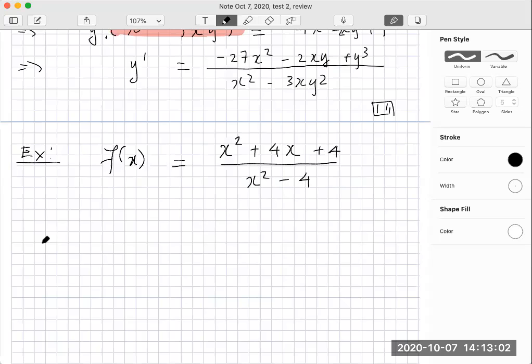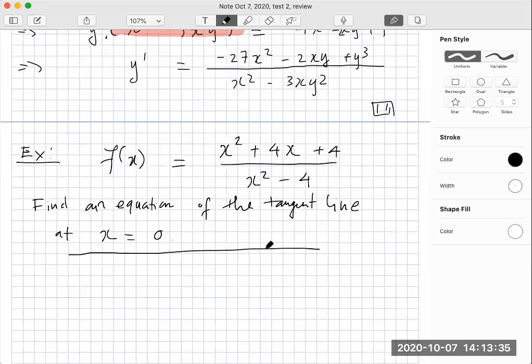Okay, and we want to find an equation of the tangent line at x is equal to 0. Okay, before doing this, what should we do? We know about this. What are the related formulas we need to use?